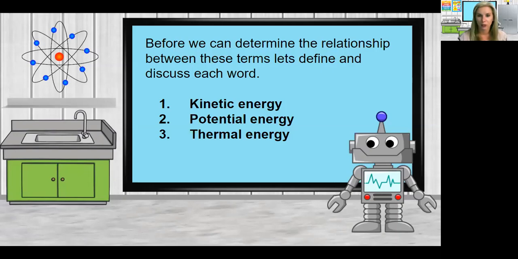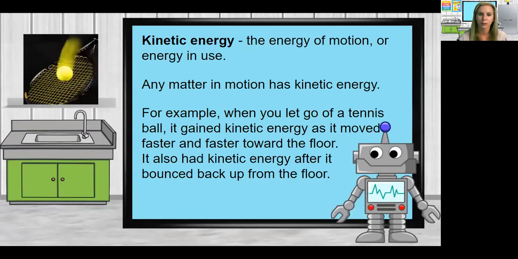Kinetic and potential are the two types of energy. Thermal falls underneath one of them as a type of that energy. So thermal is actually a type of kinetic energy. We'll discuss that a little bit. Kinetic energy is the energy of motion or energy that is in use. Any matter in motion has kinetic energy.